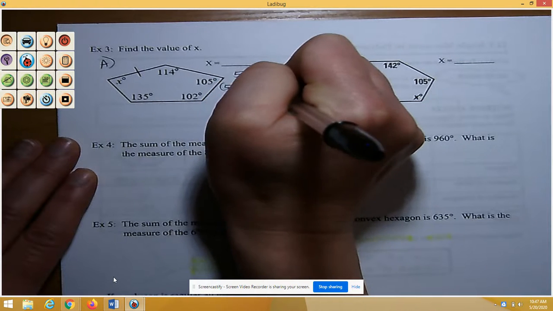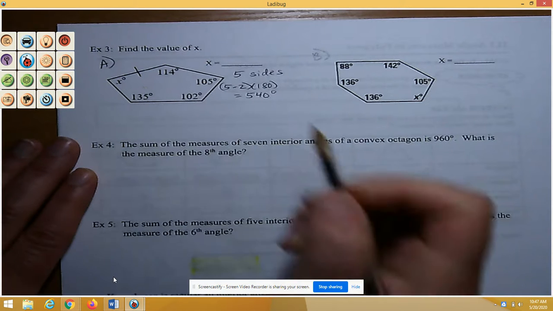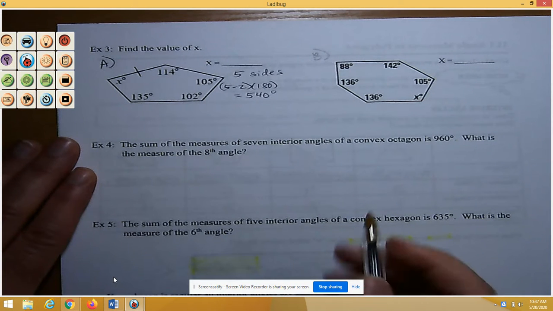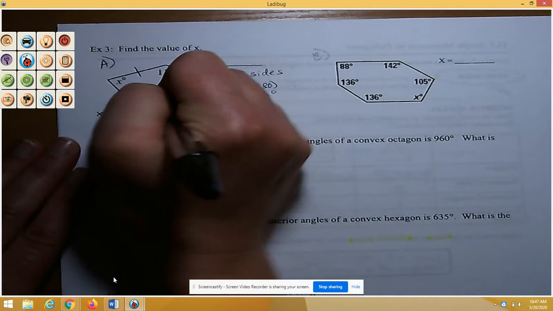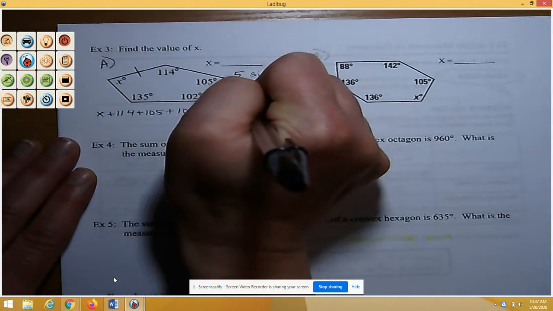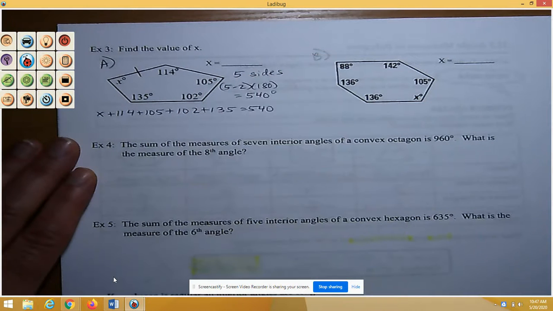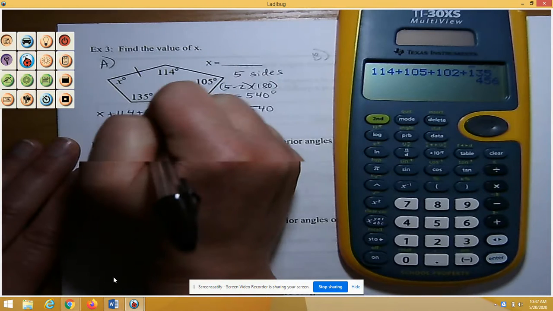We just did that in our chart. Now all of these angles together add up to equal 540. So I'm going to do x plus 114 plus 105 plus 102 plus 135 equals 540. We're going to add all those together. So 114 plus 105 plus 102 plus 135, you're going to get 456.